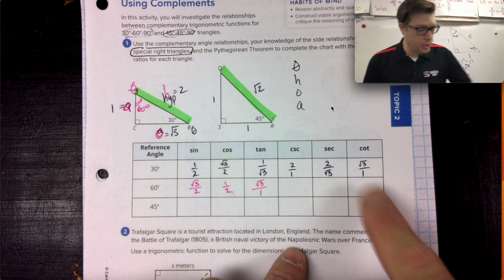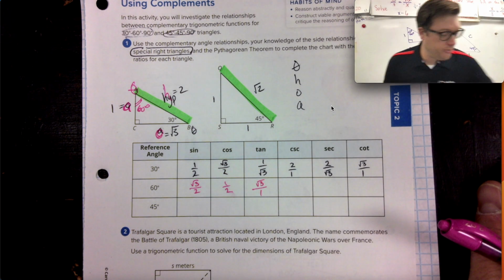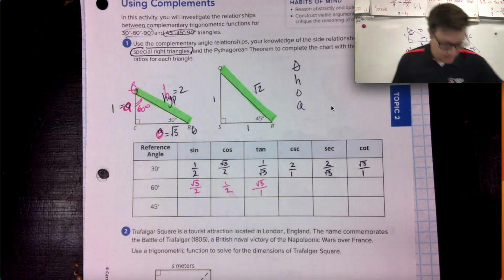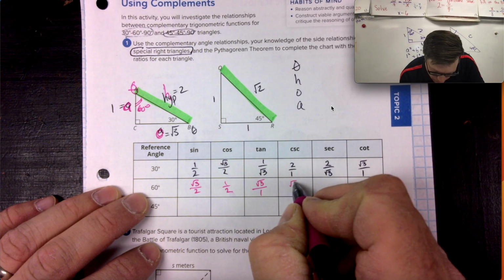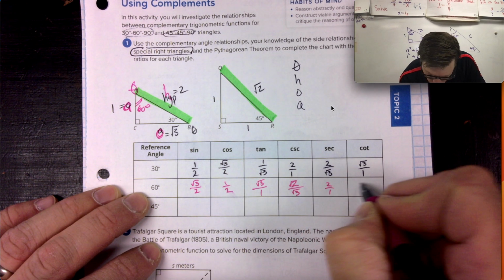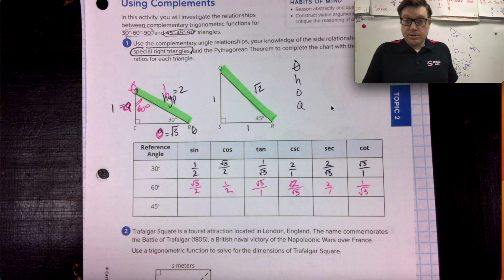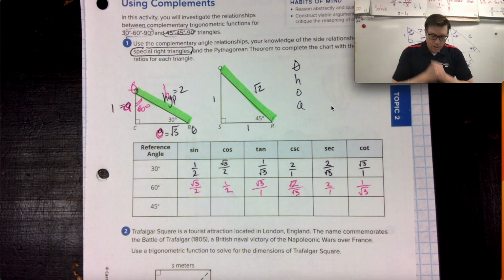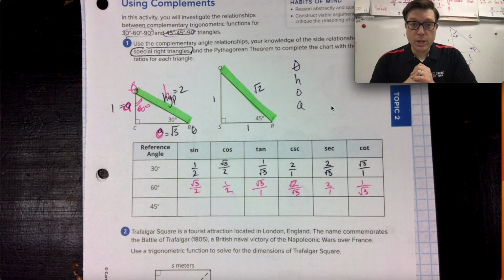In fact, I'm going to use the structure from the previous activity to just acknowledge crisscross applesauce. So there it is: 2 over root 3, 2 over 1, 1 over root 3. Go back and check that it does match what's happening in that triangle. Okay, other special right triangle.